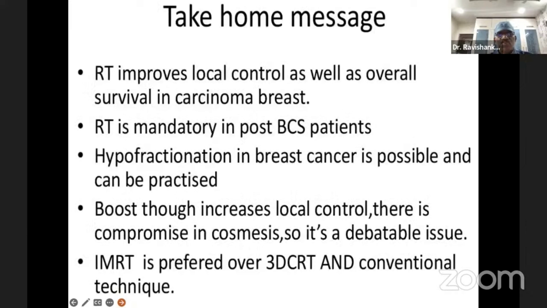So RT improves local control as well as overall survival. It's mandatory for post-BCS patients. Hypofractionation in breast cancer is possible and can be practiced easily. Boost, maybe you can think of it. IMRT is definitely preferred over 3D CRT and conventional techniques.